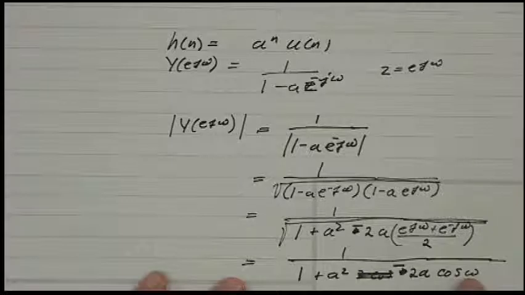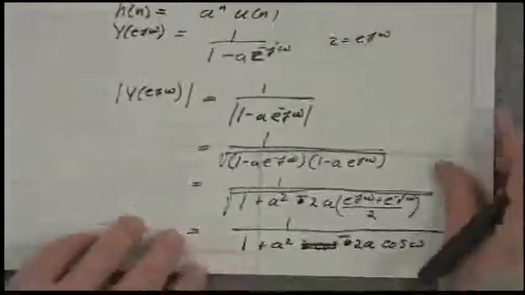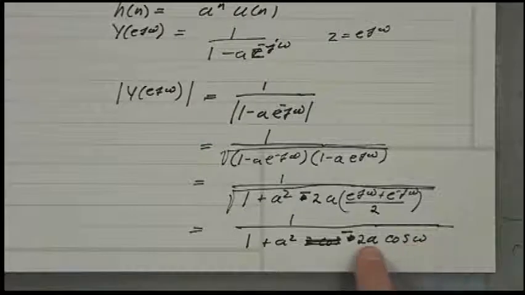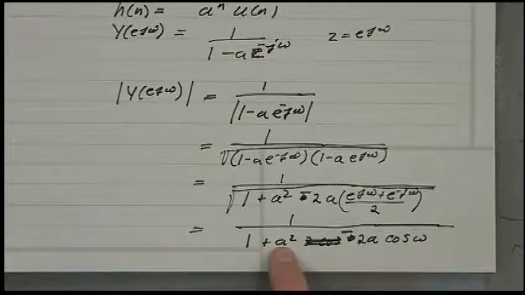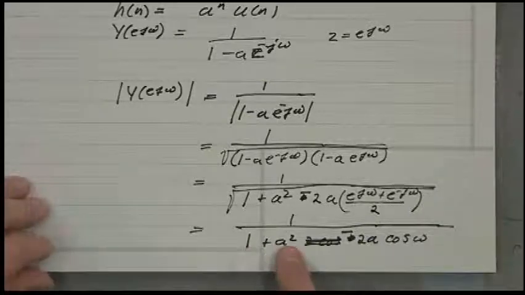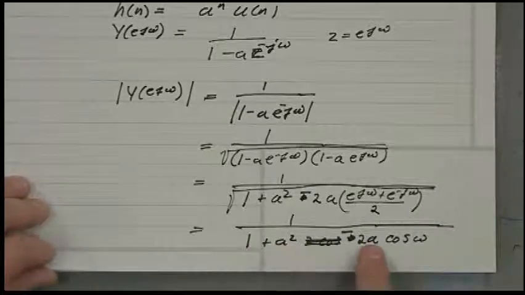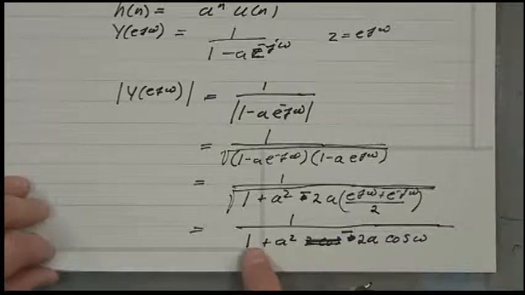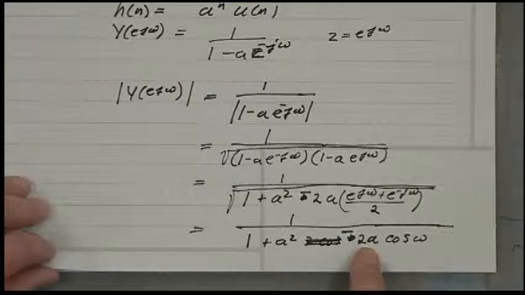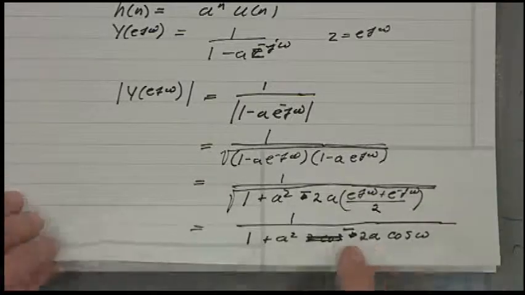Now, when omega is 0, cosine is 1. So this becomes 1 minus, this becomes 1 minus a squared minus 2a. So if a is 1, this becomes 1 plus 1 minus 2. That's 0. So this basically has a peak at 0 frequency, right?